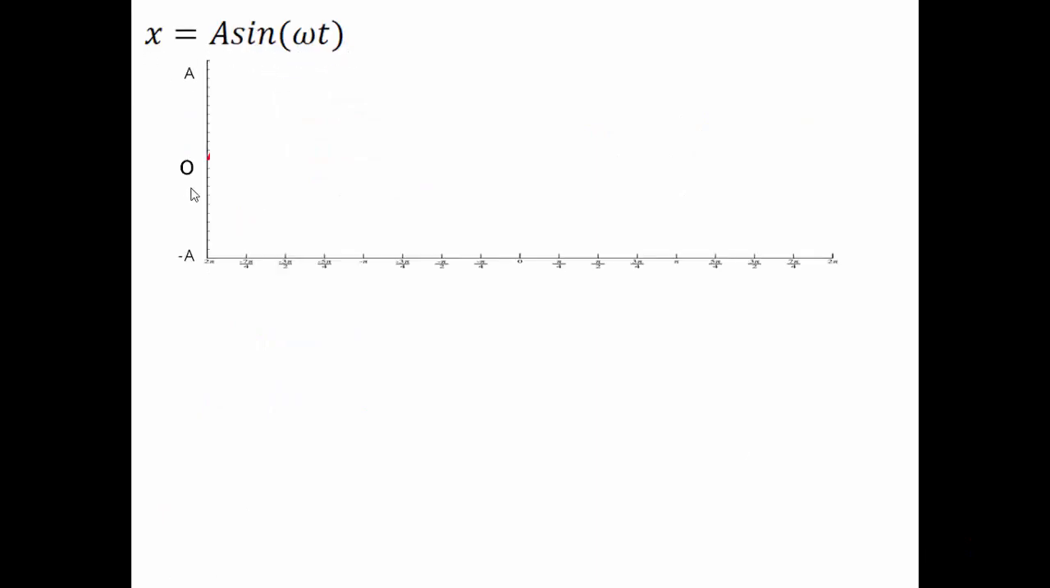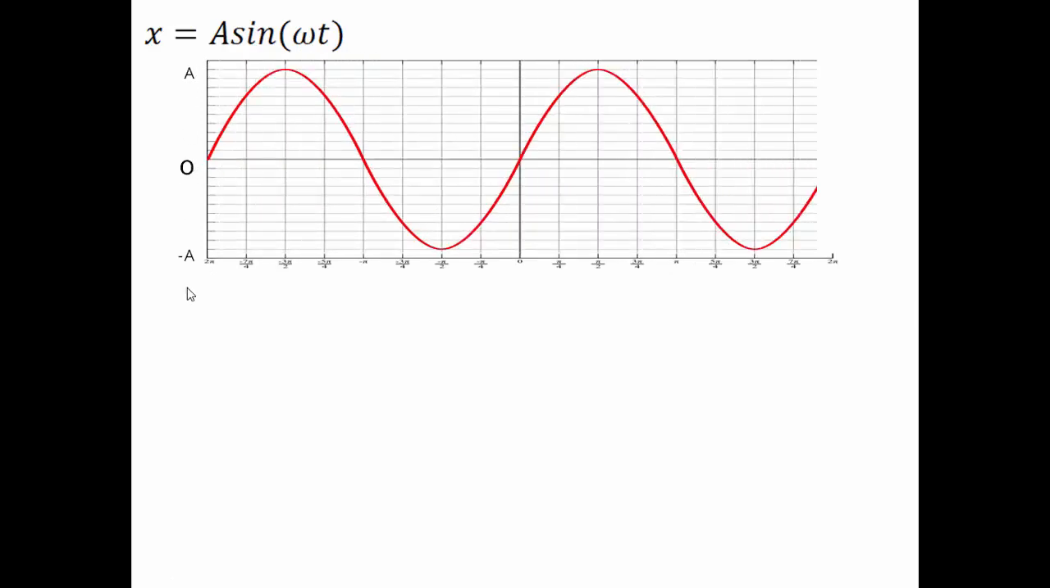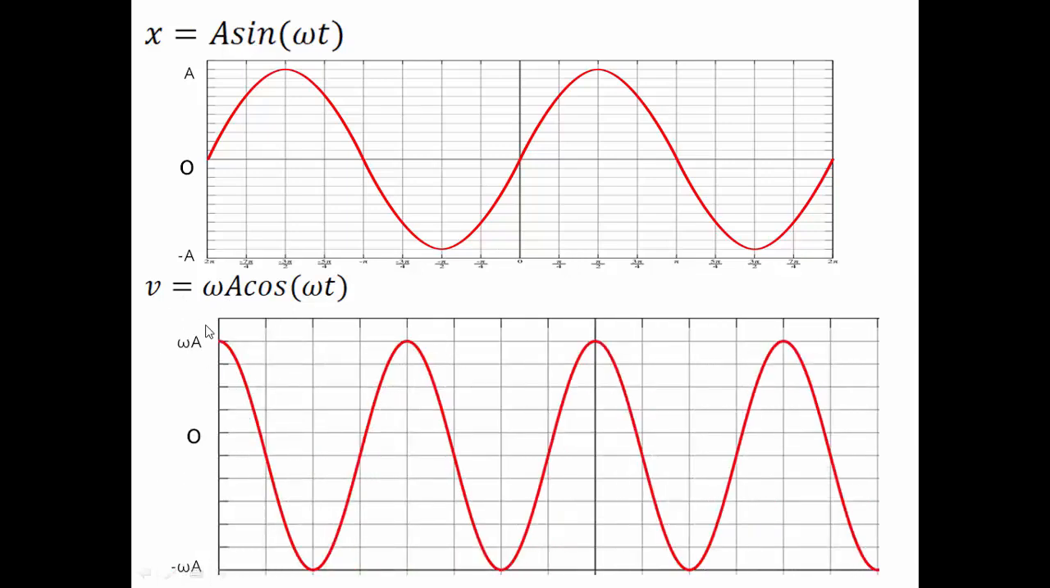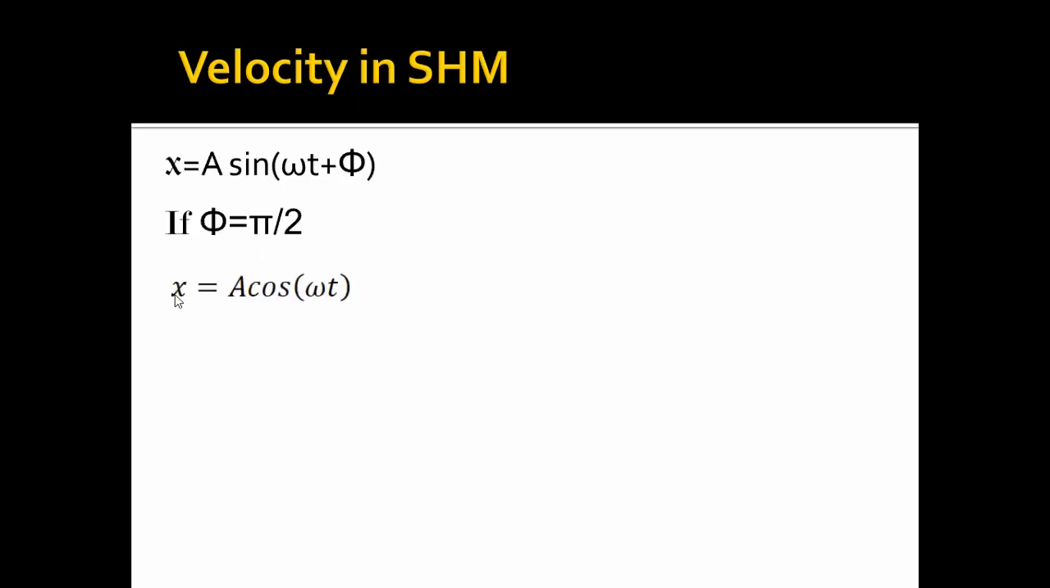To represent this in the form of a graph, x is a sin omega t. We will have a sine curve with the values ranging from minus a to plus a, and for v equals omega a cos omega t, we will have a cosine curve with the value ranging from minus omega a to plus omega a. Now if the motion was starting from the extreme position, then phi will be pi by 2, so x will be a cos omega t.